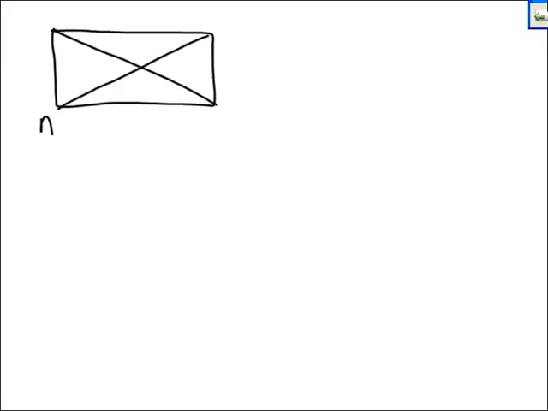Suppose we have this rectangle along with its diagonals, A, B, C, and D. And let me figure out what we are given. Say AB is perpendicular to AD.